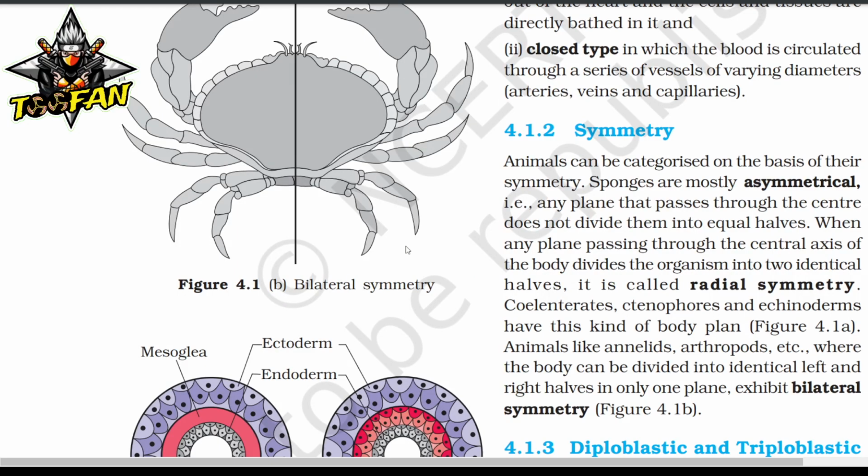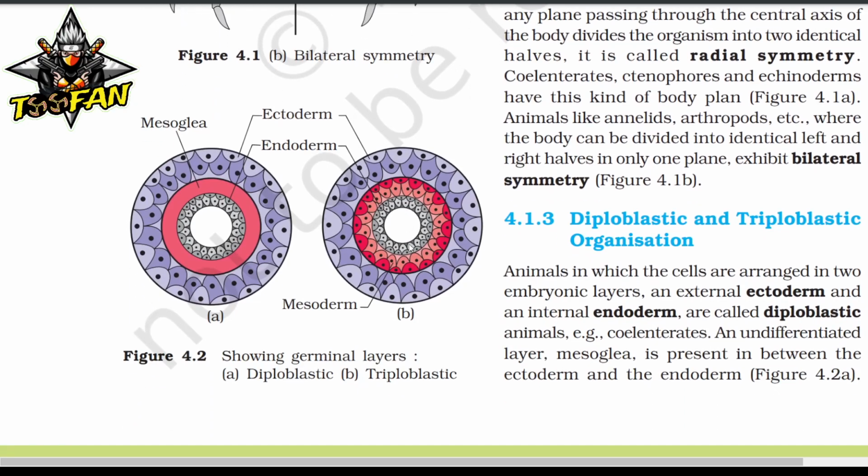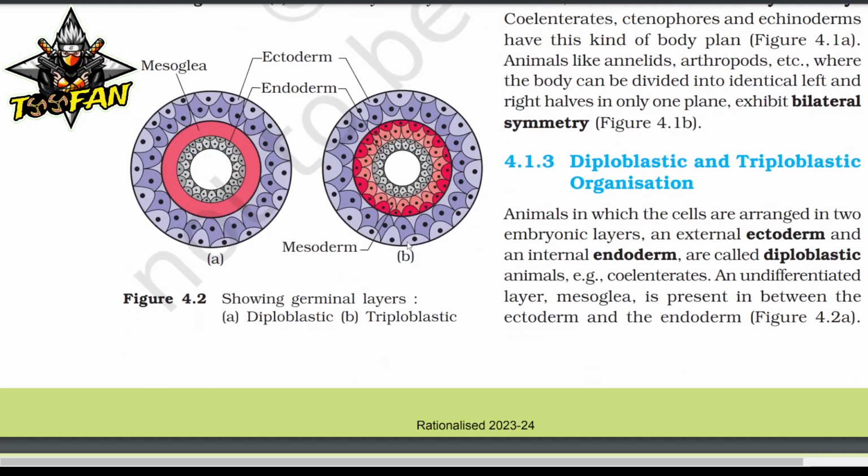Animals can be categorized on the basis of their symmetry. Sponges are mostly asymmetrical, that is, any plane that passes through the center does not divide them into equal halves. When any plane passing through the central axis of the body divides the organism into two identical halves, it is called radial symmetry. Coelenterates, ctenophores and echinoderms have this kind of body plan. Animals like annelids, arthropods, etc., where the body can be divided into identical left and right halves in only one plane, exhibit bilateral symmetry. Diploblastic and triploblastic organisation.